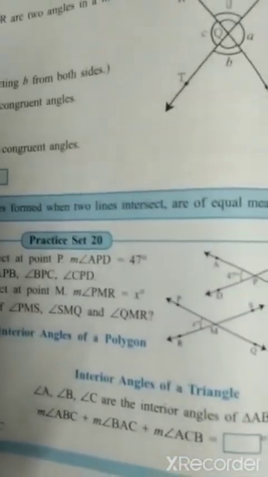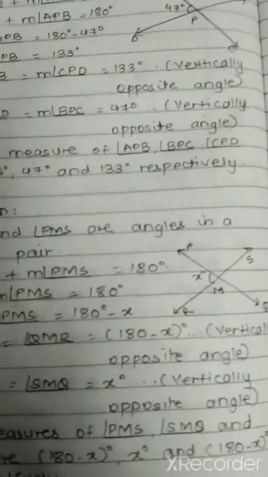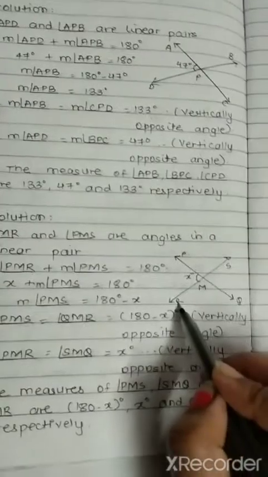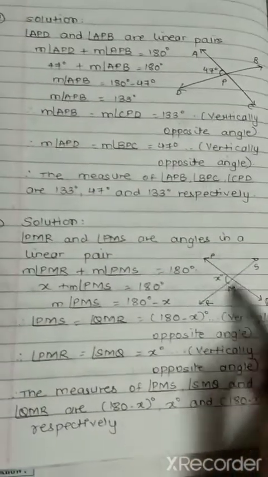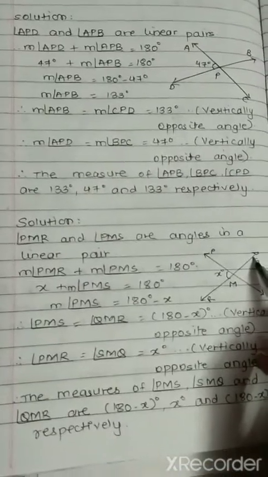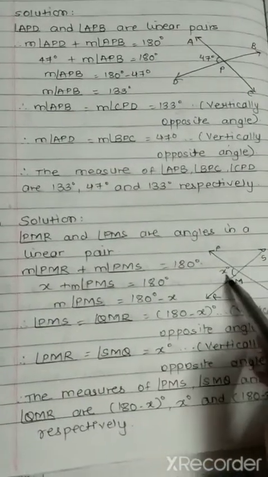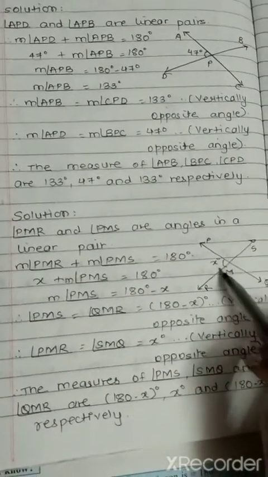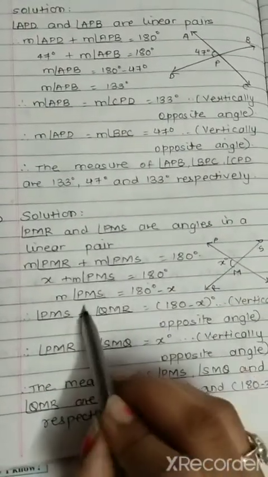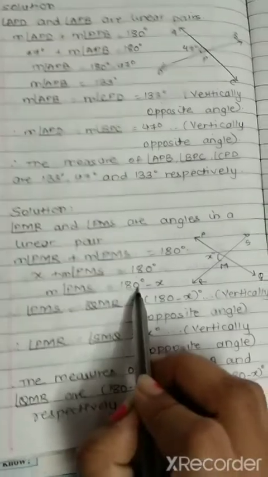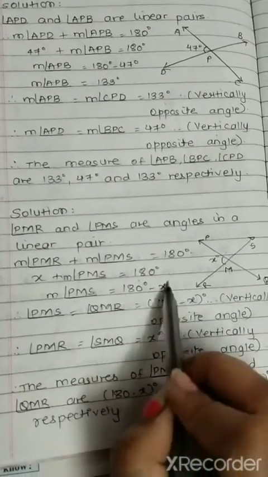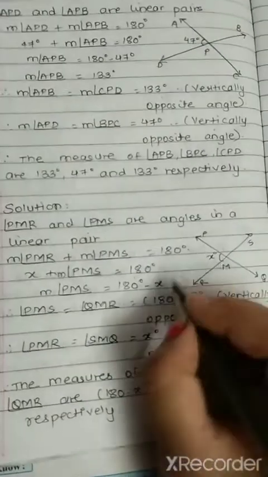So using the diagram we can see PMR given is x degrees. PMR and PMS are again in a linear pair, that is in a straight line. So the addition of these two angles will be 180 degrees. So x plus PMS is equal to 180 degrees. So the value of PMS we get is 180 minus x, the whole degrees.